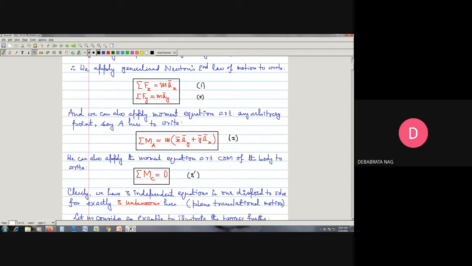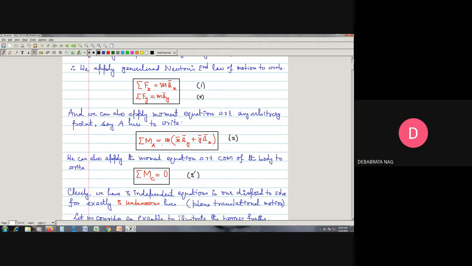So for a plane motion, since we are considering plane motion, it is needless to mention, but we again remind you that we are discussing plane motion. So these three equations, equation 1, 2 and 3 or 3 dash, you need to select which one will be your appropriate equation. So these three equations are required to solve the problem.